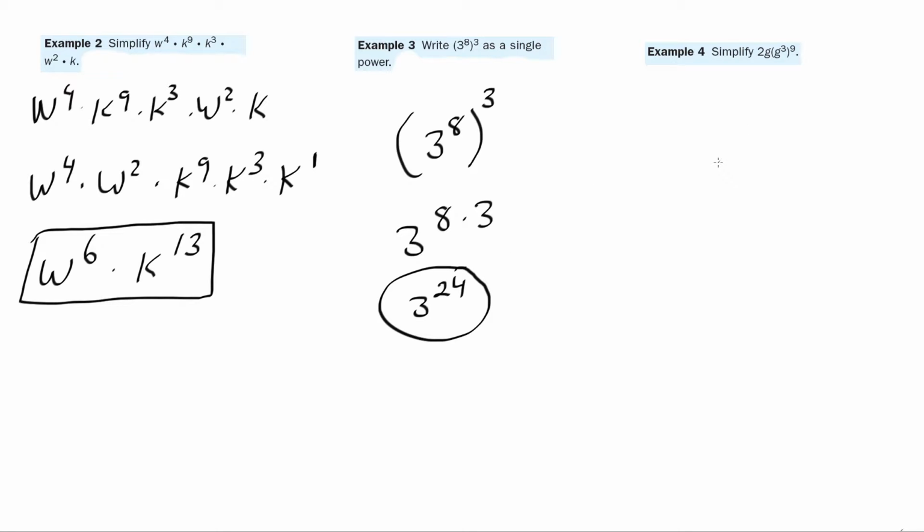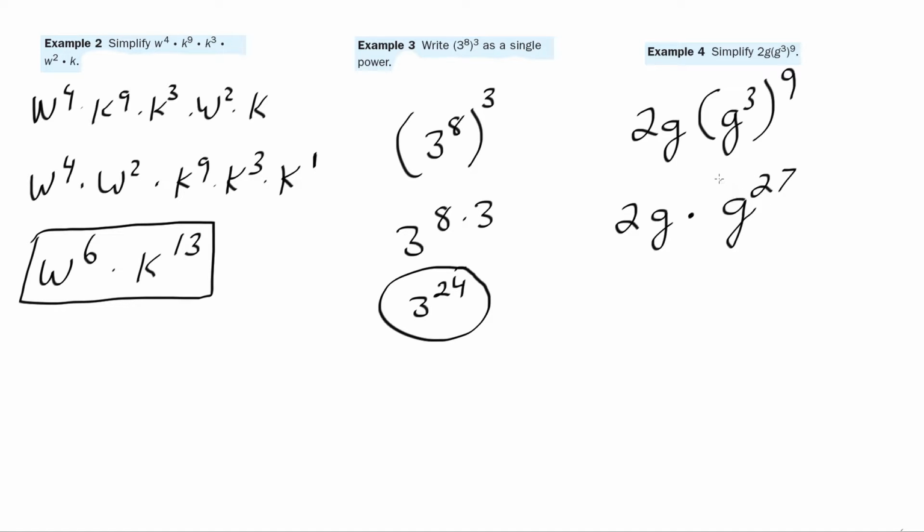Example 4. Simplify. Ooh, this is getting more complicated. 2g times g to the 3rd, raised to the 9th. First I've got to deal with what's in parentheses, and it's just going to be g cubed. Then I've got to deal with my power, that's raising that to the 9th. So I've got 2g times 3 times 9 is 27, g to the 27th power.